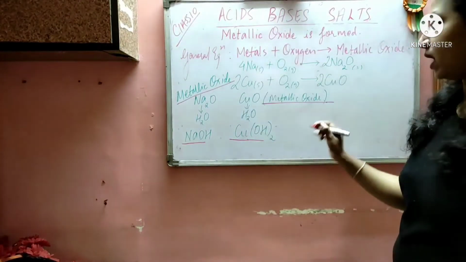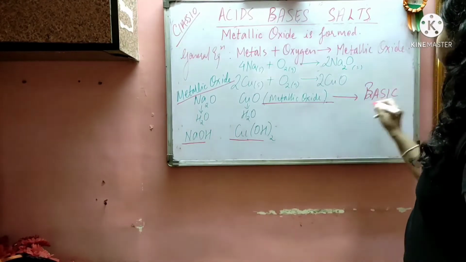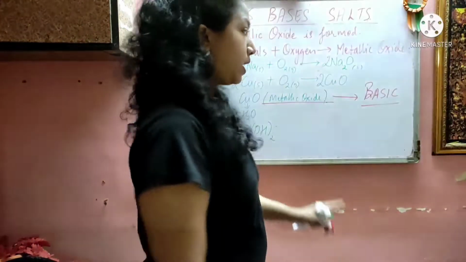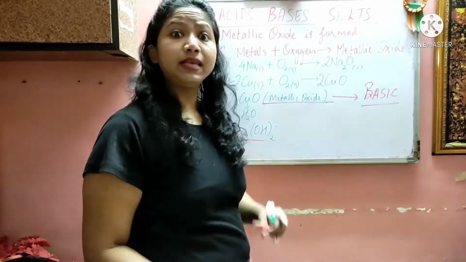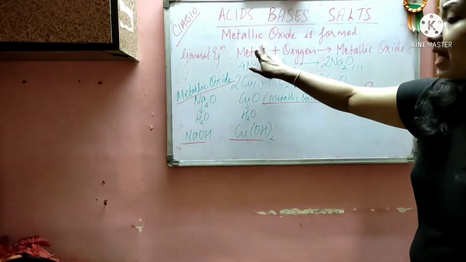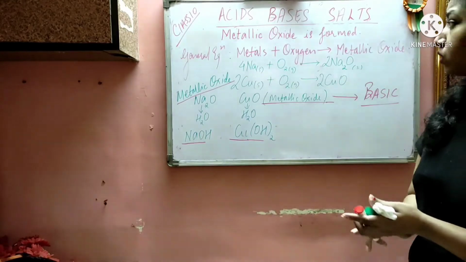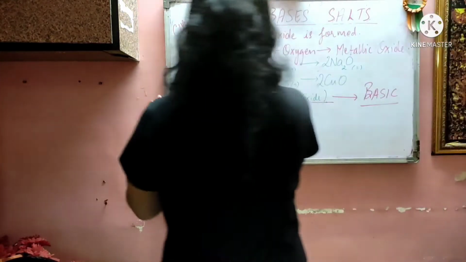Here we have proved how metallic oxides are said to be basic. We have confirmed it. Let's see it again. When metals react with oxygen, what you get is metallic oxide. I'll highlight the general equation.